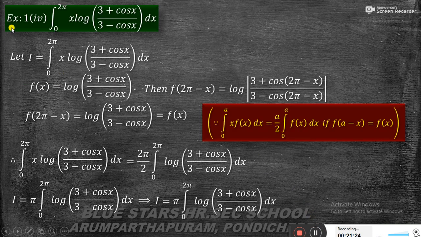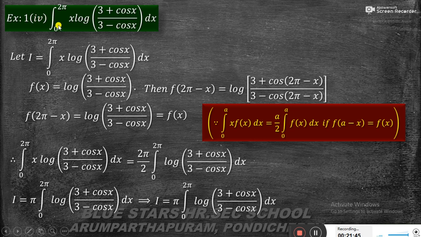Next exercise problem, that means here integral 0 to 2 pi x log x into 3 plus cos x by 3 minus cos x dx. So this is the second problem, sixth subdivision.